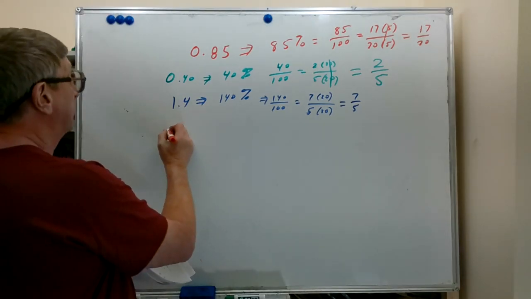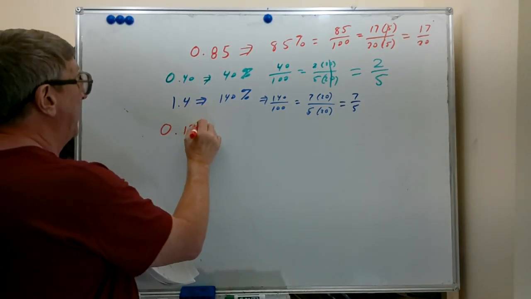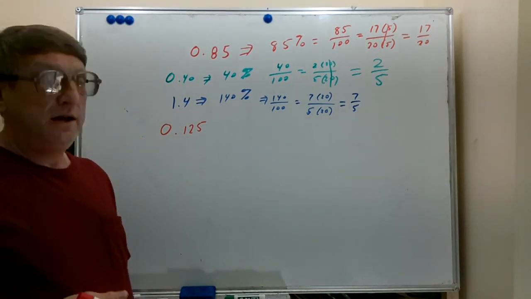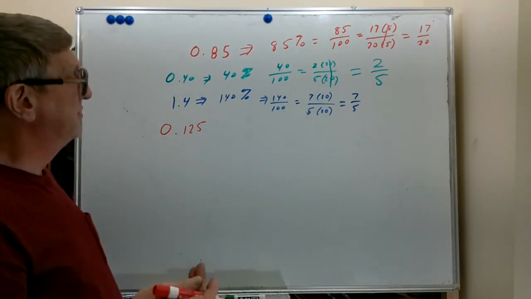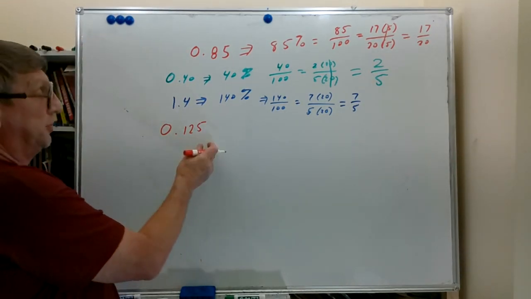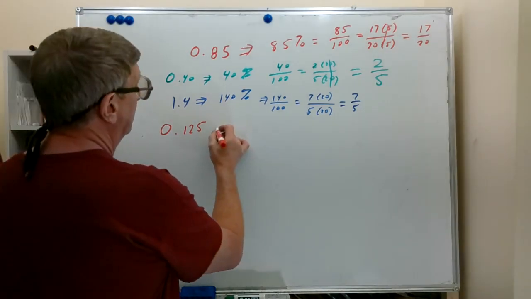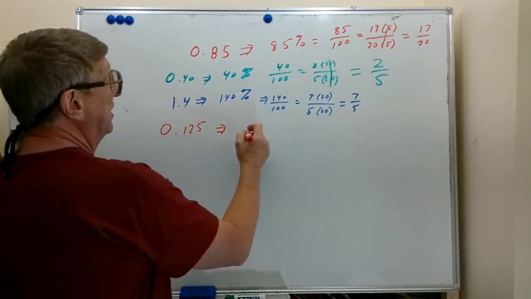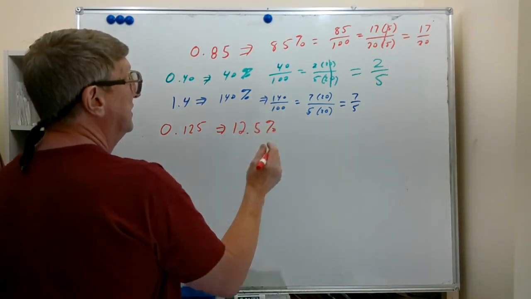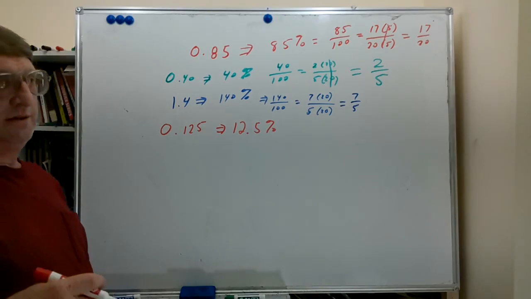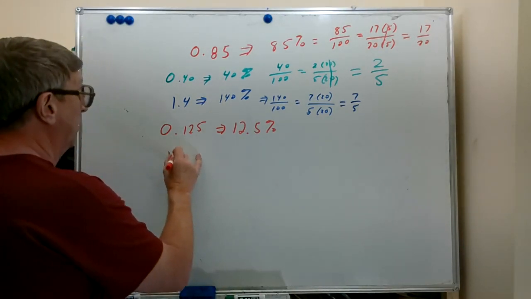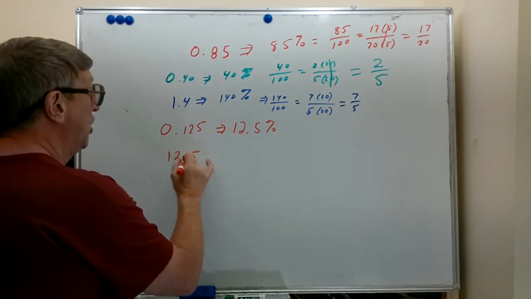One more decimal number, 0.125. We want to convert that into a percent and then to a fraction. Well, decimal to percent, we multiply by 100, which is simply move the decimal place 2 places to the right. So we have 12.5%. Now, percent means a denominator of 100, so we can simply write this as 12.5 over 100.